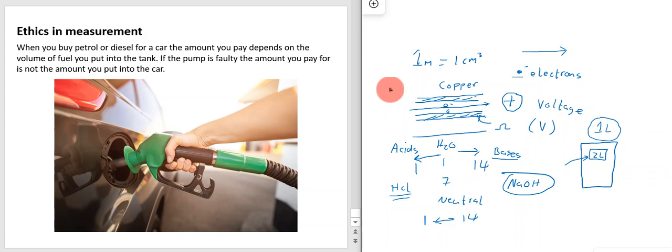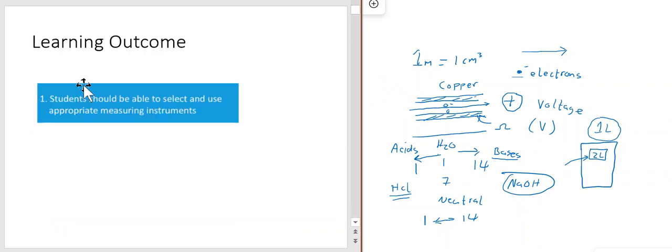So that's the last piece. Let's go back here to review the learning outcomes. Students should be able to select and use appropriate measurement instruments. Depending on what it is that you have to measure, you now have an idea of the types of instruments that you can use to measure the different quantities. Okay, so thank you for listening.